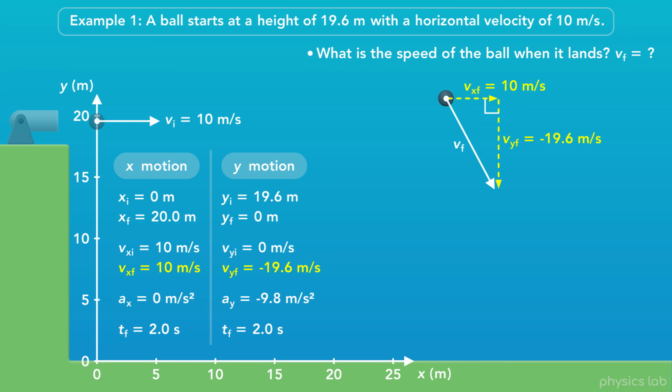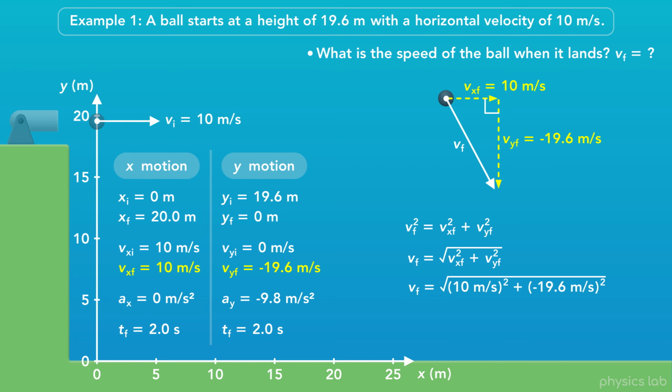Remember from the lesson on vectors that we use the Pythagorean theorem to find the magnitude of a vector, which is the hypotenuse. So the final velocity is the square root of the final x velocity squared plus the final y velocity squared. We plug in 10 meters per second and negative 19.6 meters per second, and we get 22 meters per second for the magnitude of the final velocity, which is the final speed.